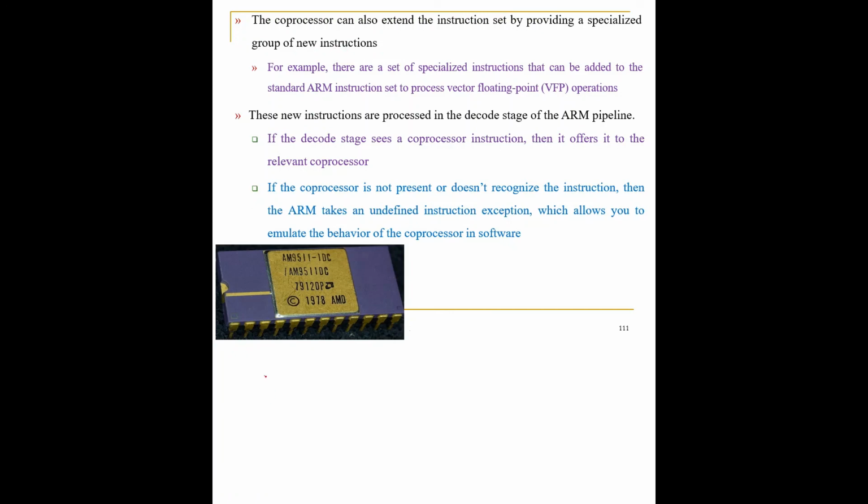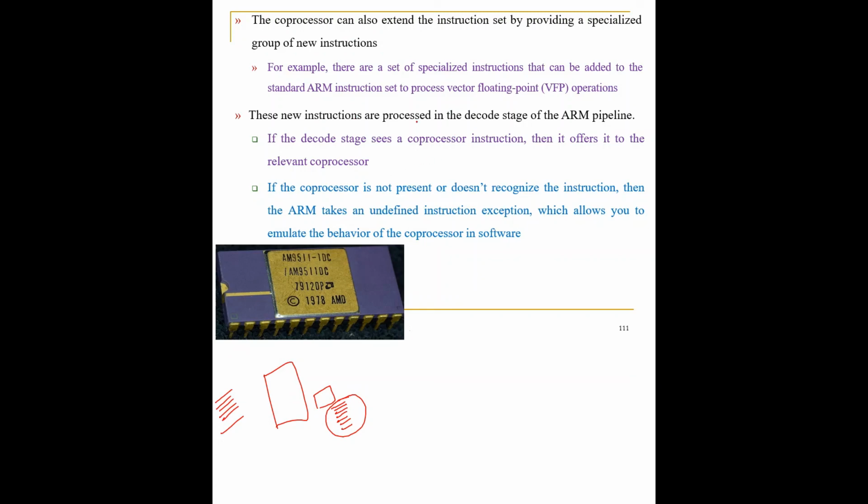One more question arises in my mind. Sir, I have a main processor and I know the instructions of this main processor. I am adding a coprocessor. What about the instructions for this particular coprocessor? Whenever you are adding a coprocessor to the main processor, this coprocessor will have its own instruction set, which has to be known by the programmer. It will have a specialized set of instructions that can be added to the standard ARM instruction set to process vector floating point operations. Vector floating point operations means some extra operations that are to be done.